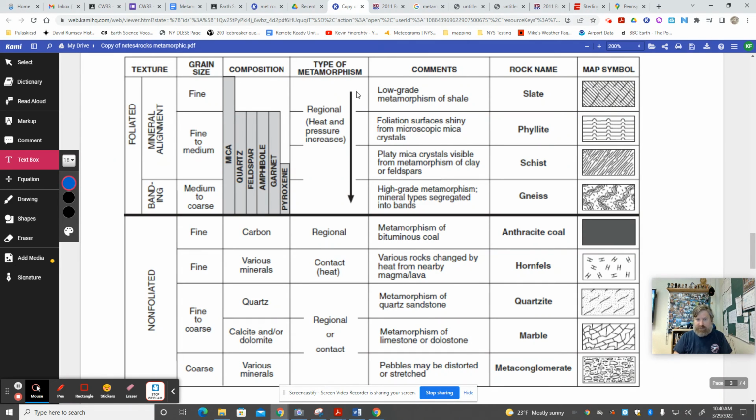Type of metamorphism, again, there's the regional with increasing heat and pressure, or you could have these, some or both. Comments will have a lot to do with what it looks like, but it's not easy terms. Like this foliation surface is shiny from microscopic microcrystals. Nobody's ready to read that sentence and pick up a rock and say, oh, that's what that is. That's hard. It's difficult. I'm going to help.